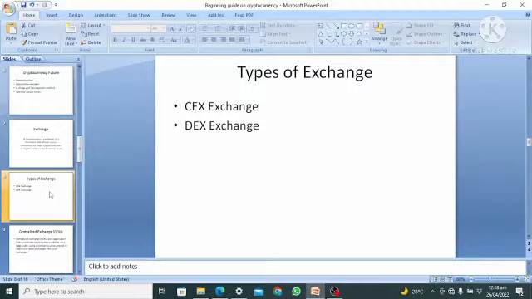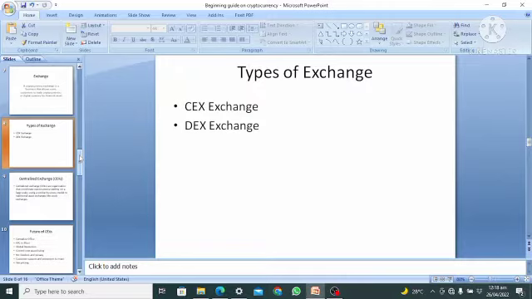CEX simply means centralized exchange. And what does DEX simply mean? Decentralized exchange. So we're going to see the differences between these two types of exchange.